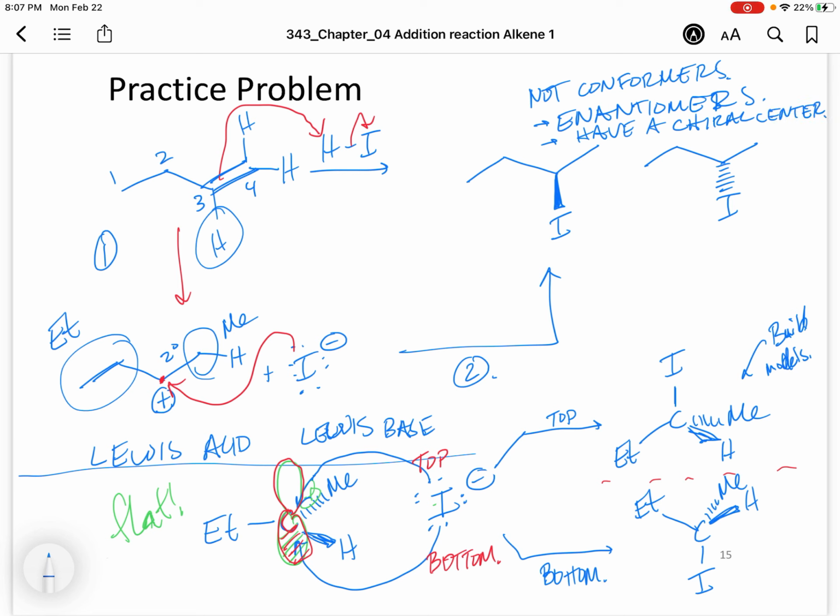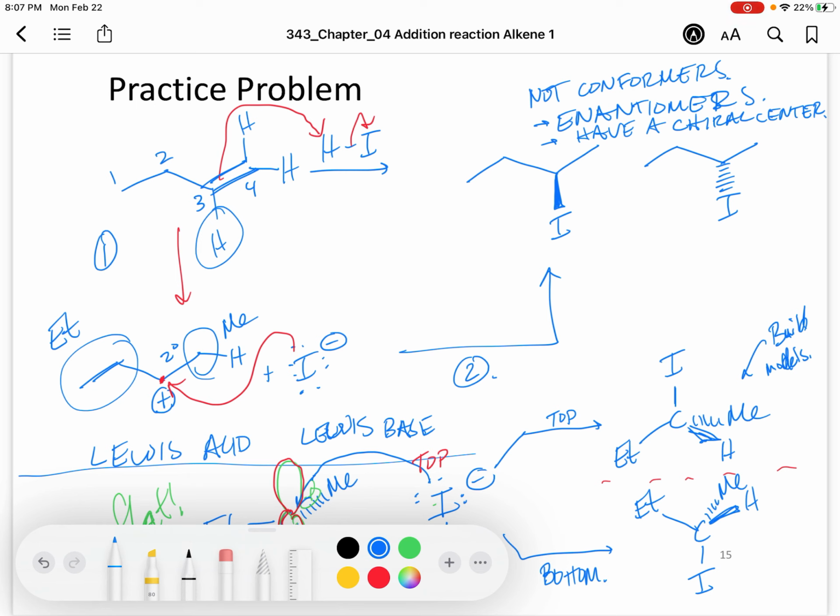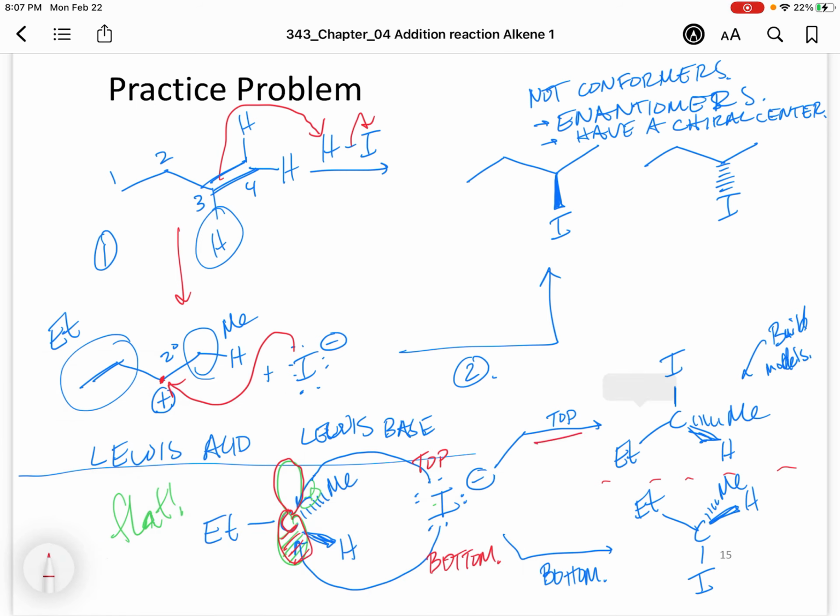But what I want to highlight here is that the chances of this iodine coming from the top or coming from the bottom is a 50-50 chance. There's nothing predicting which side it will favor, because neither one is favored. So actually you get a mixture that's 50-50, or you can say a 1-to-1 mixture, okay, of these enantiomers.